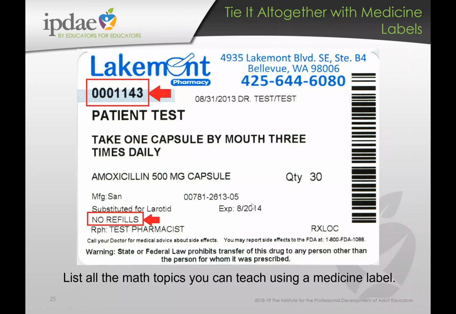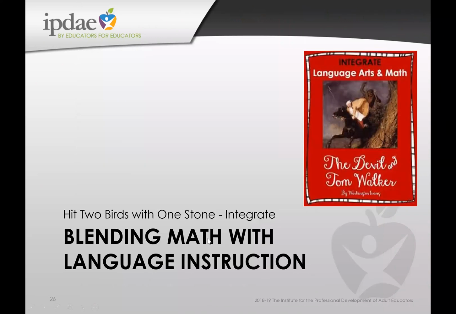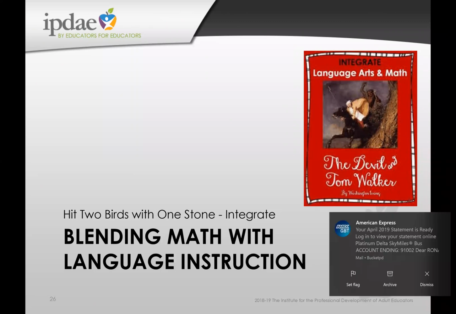All right, so we're moving on to the next slide. If you want more resources or something that is more on the literature side, there is a book out there by Washington Irving. It's called The Devil and Tom Walker. It's a really good book that integrates math and language arts all together in a more literary piece. Less informational, but more of a leisurely type of reading. So if you're using this material, you're already hitting two birds with one stone.